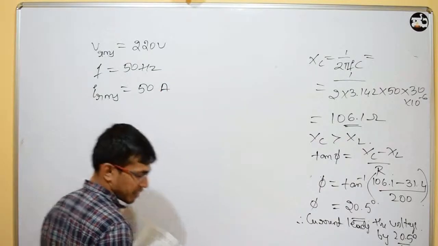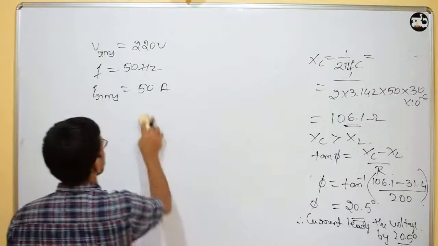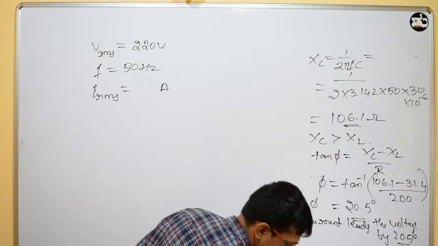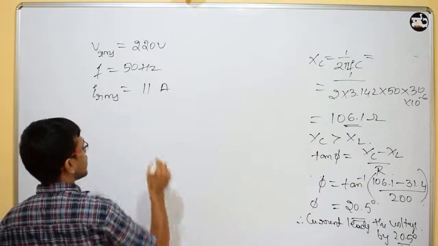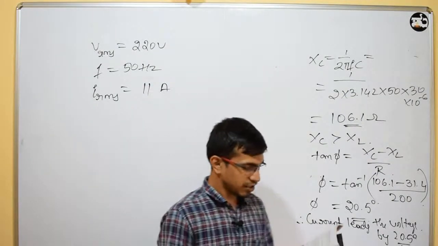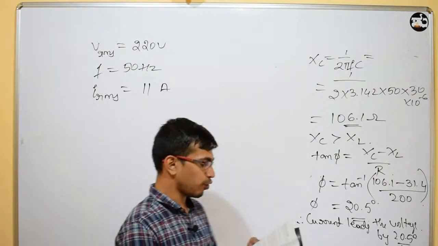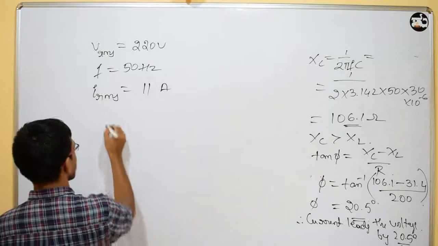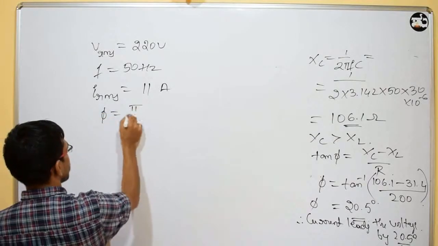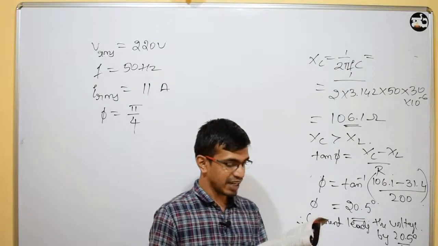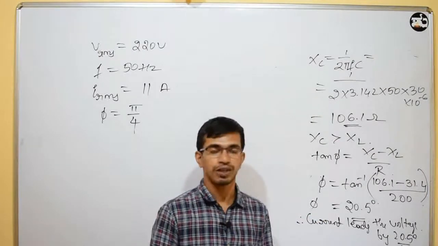11 ampere is given. Current of 11 ampere flows through the circuit, and the phase angle between the voltage and current is pi by 4 radian. So phi is equal to pi by 4 radians. Calculate the impedance and inductance of the circuit, is the question, correct?